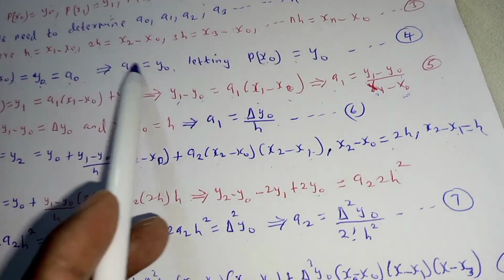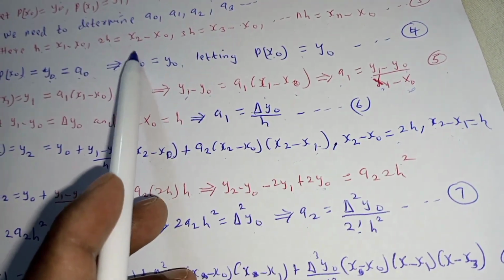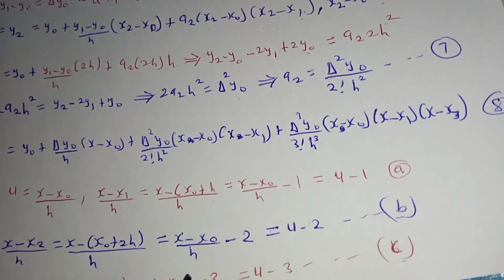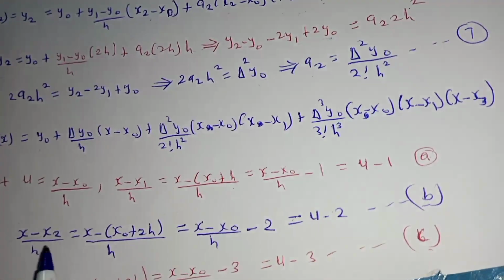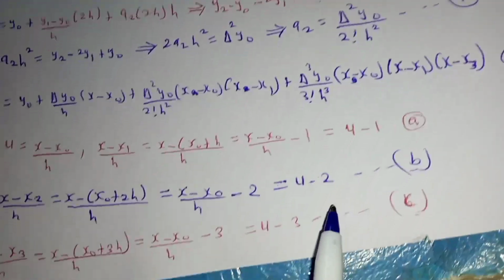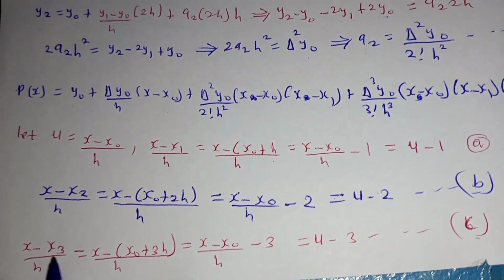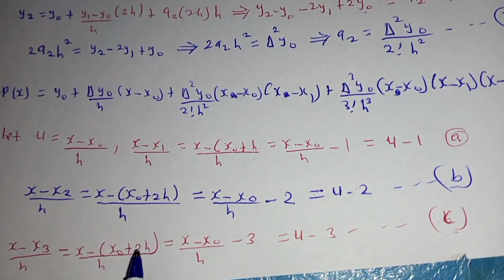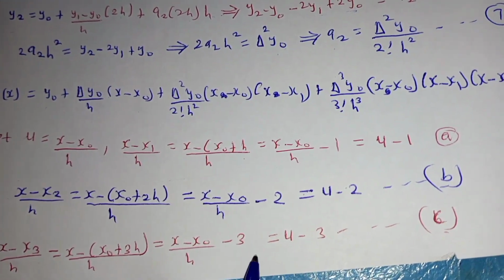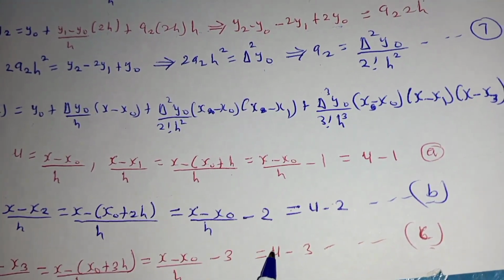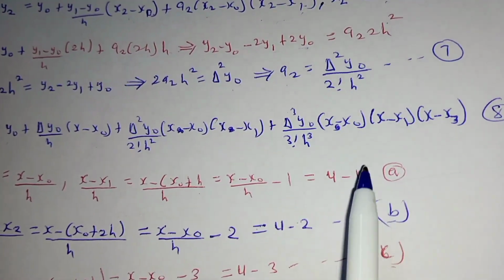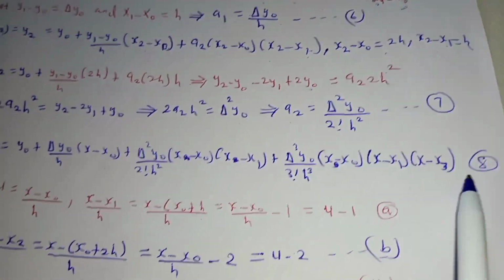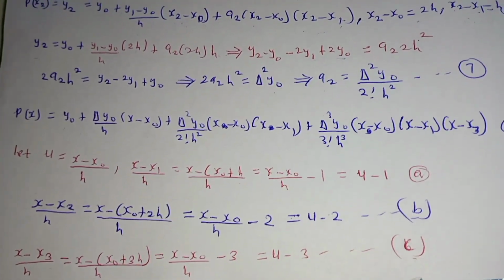They are here. This one, x2 is equivalent to x0 plus 2h, so that is the substitution I'm making use of here. So (x minus x2) over h is equal to u minus 2. And similarly, (x minus x3) over h is equal to (x minus x0 plus 3h) over h, and simplifying it will give you u minus 3. So we are going to substitute equations A, B, and C in equation 8 to obtain the following result.